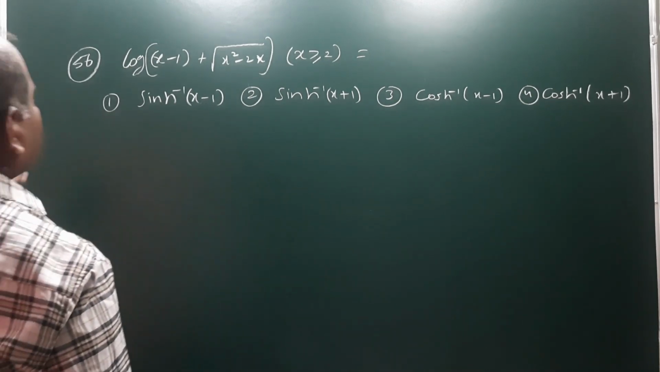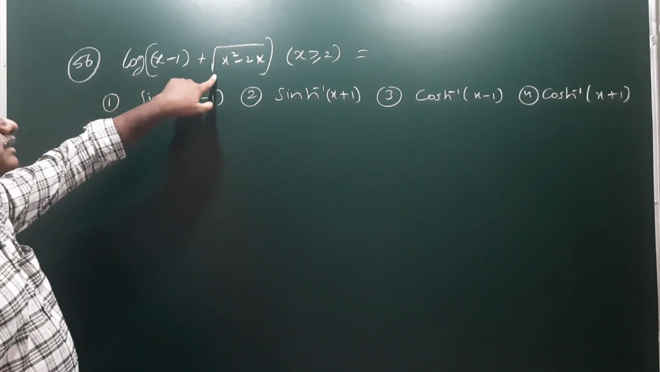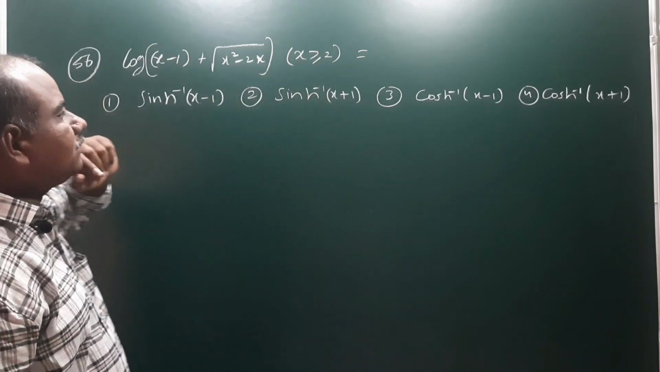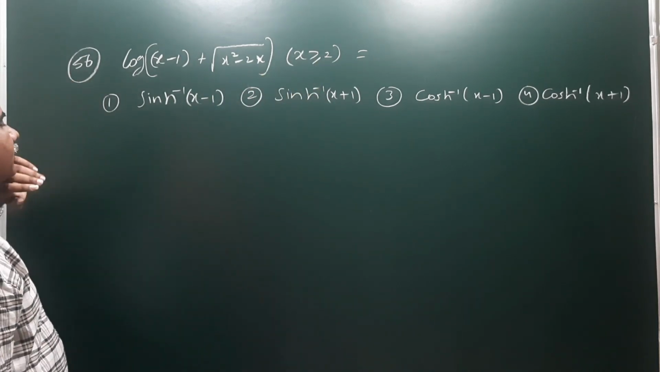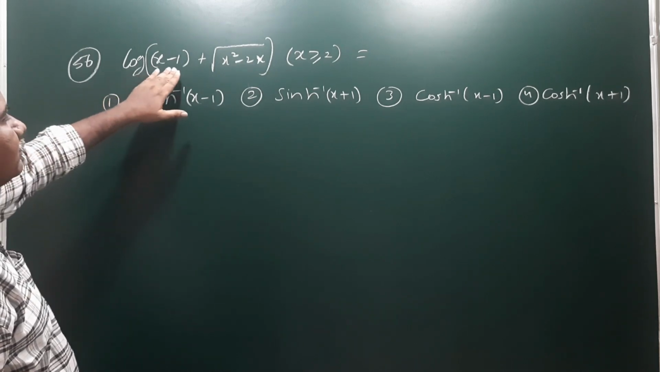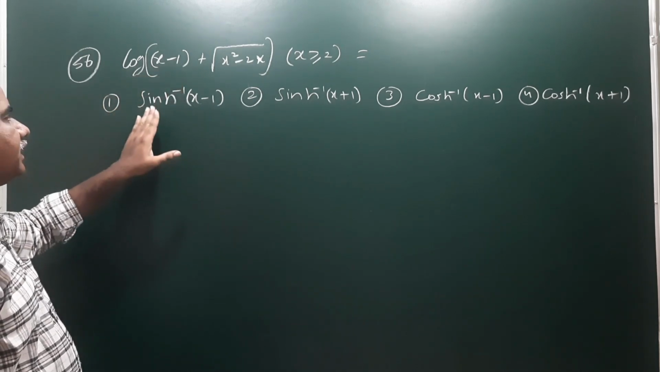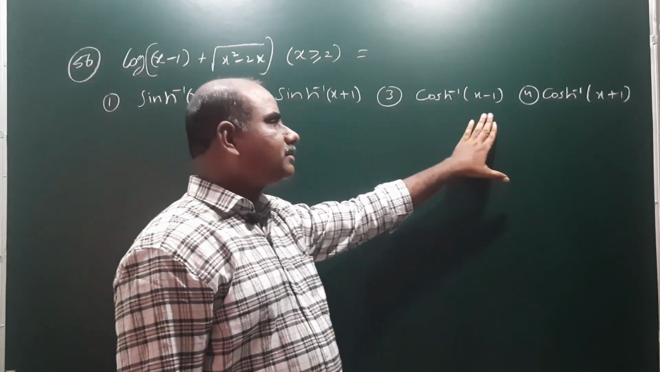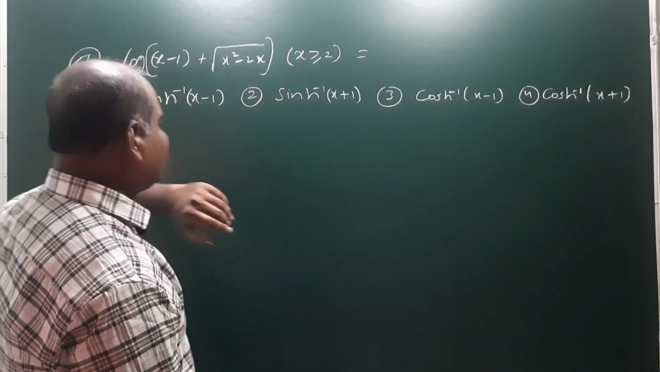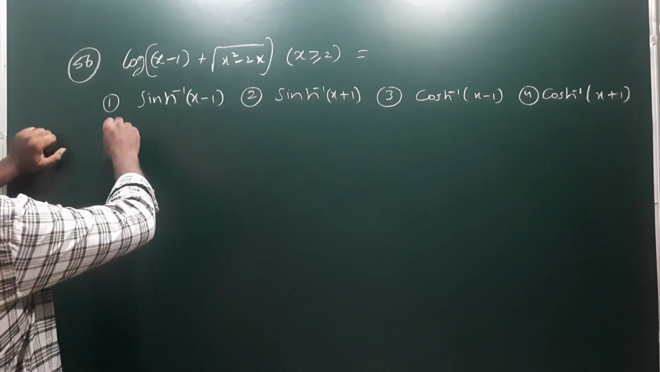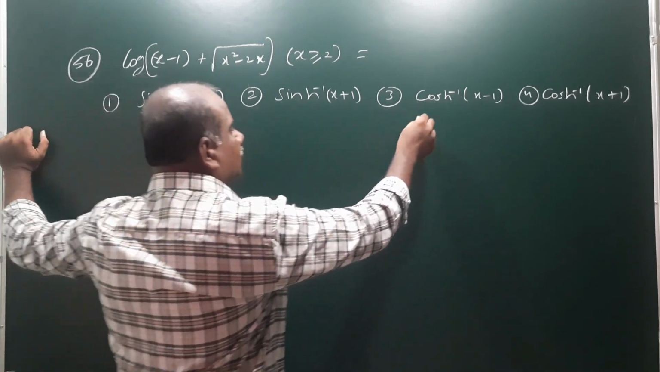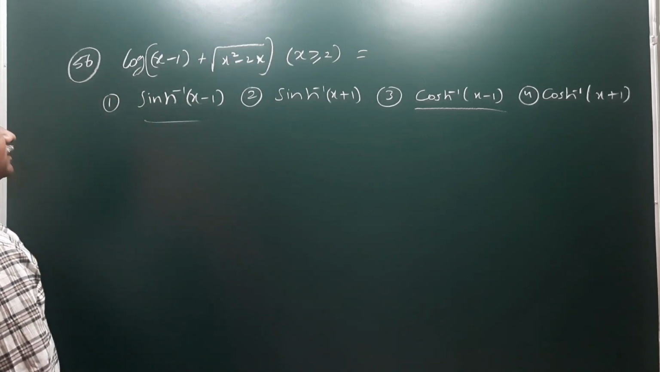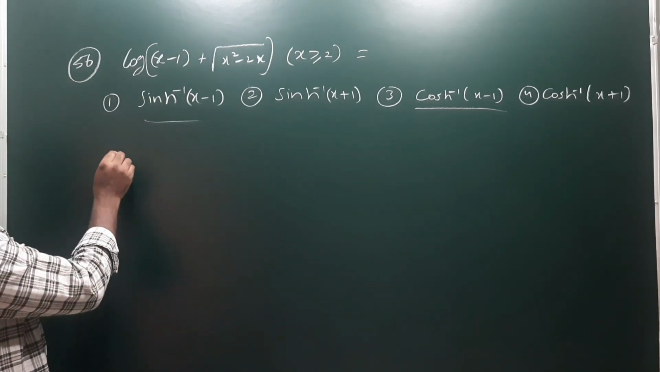56th one, log of x minus 1 plus root of x square minus 2x, x greater than or equal to 2. We have to find the value of this logarithmic function. So here there is log x minus 1. The options are sinh inverse of x minus 1, sinh inverse of x plus 1, cosh inverse of x minus 1, cosh inverse of x plus 1. If we observe, we only need to check sinh inverse of x minus 1 and cosh inverse of x minus 1.